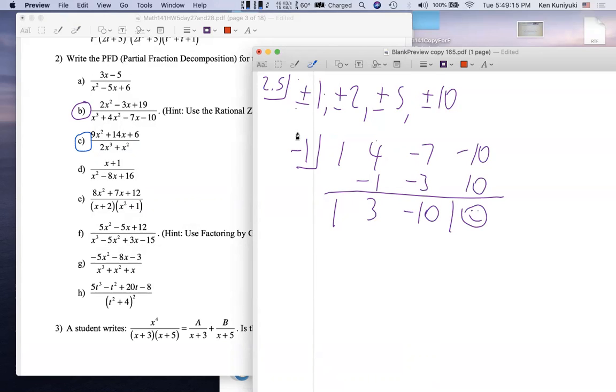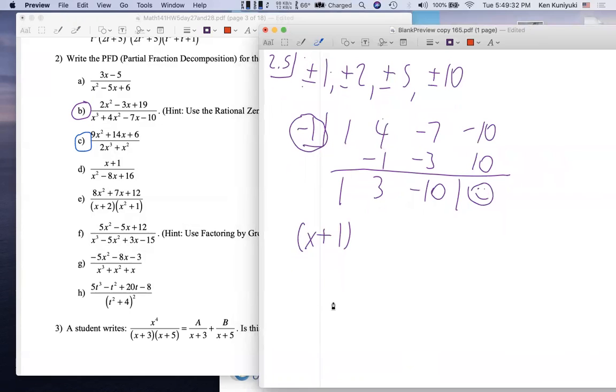Now, it looks like -1 is a zero, and because -1 is a zero, you know it's a factor. Not x minus 1, but x plus 1. Remember that? If k is a zero, then x minus k is a factor, right? -1 is a zero of this polynomial in x. Therefore, x minus -1, or x plus 1, is a factor, right?